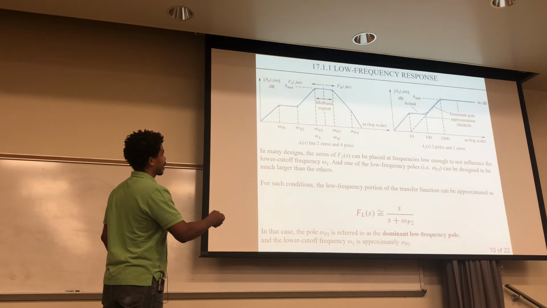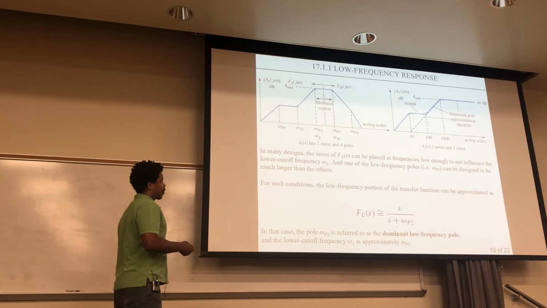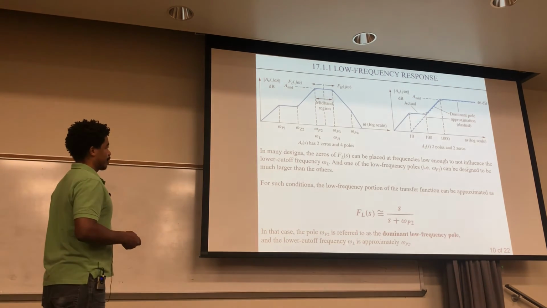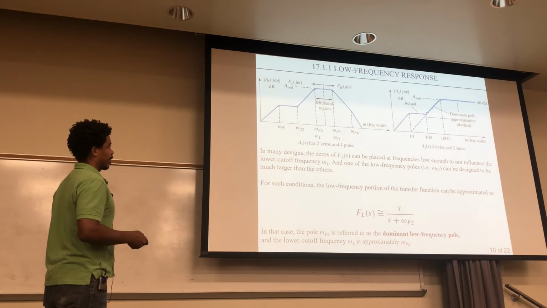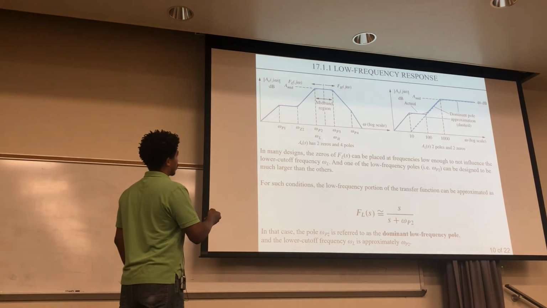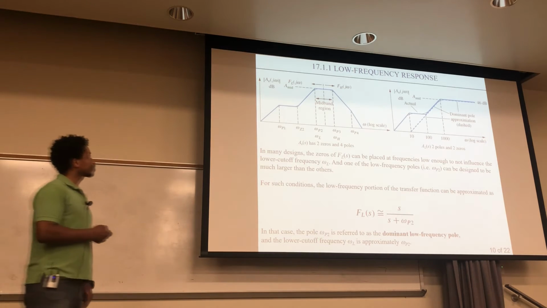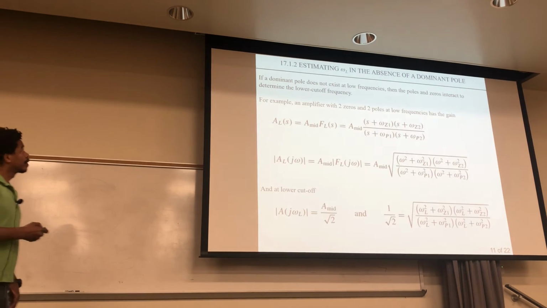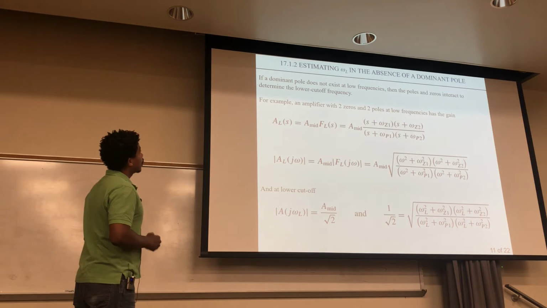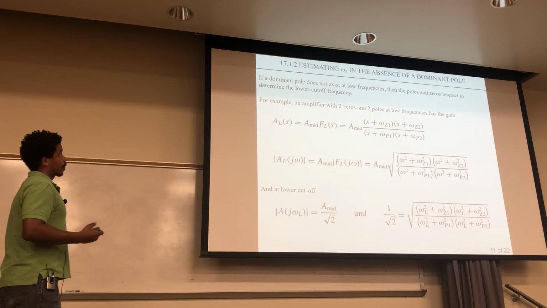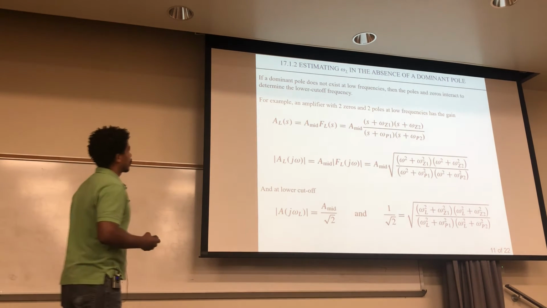So you could think of it like this, and this is called the dominant pole. Okay, so this pole omega P is referred to as a dominant pole if you have that condition, and the lower cutoff frequency omega L is approximately equal to omega P2, and so that's what's happening right here. So this omega L is approximated to be omega P2, and this is the dominant pole right here. So if a dominant pole does not exist at low frequencies, then the poles and zeros interact to determine the lower cutoff. Okay, so that's what we'll do in this case.